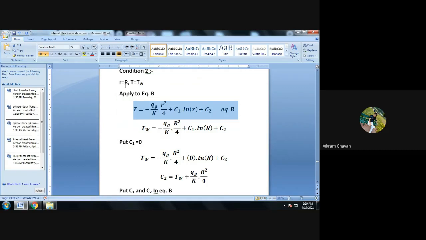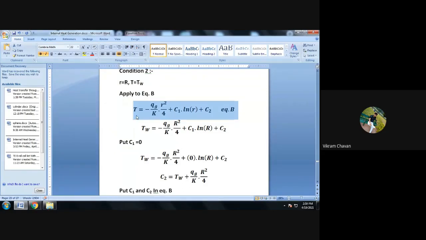Boundary condition number 2. When r is equal to capital R, T is equal to Tw. Replace small r with capital R in the equation and T with T suffix W.